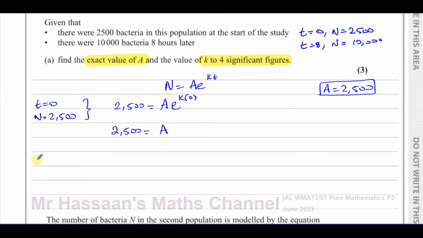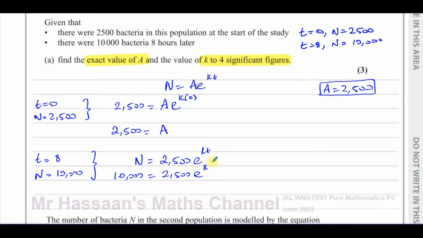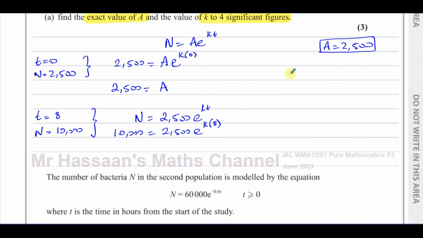Okay. And to find the value of k, we'll use the fact that when t equals 8, n equals 10,000. So now we have got the value of a, so we can put a bit more detail to this. This is going to be 2,500 because a is a constant, so it's going to be the same for every situation we have. So n is 10,000 this time, equals 2,500 times e to the power of k times 8. Okay, so now we have to solve this equation. So I'm going to solve it over here, so I'll just put a little arrow so we know what was happening.